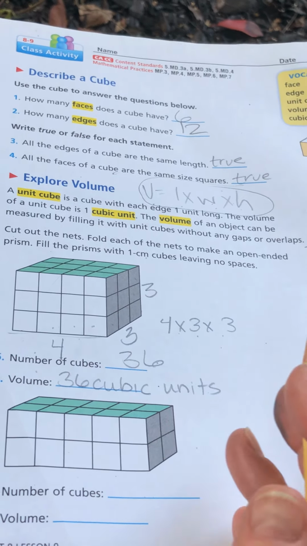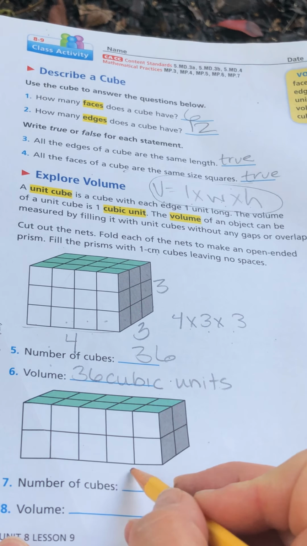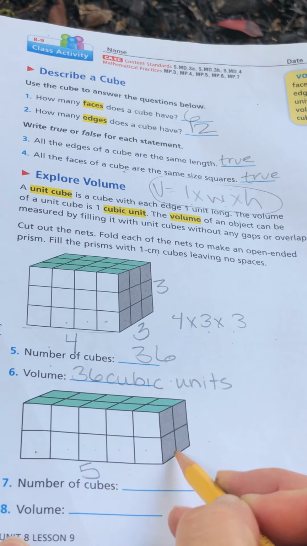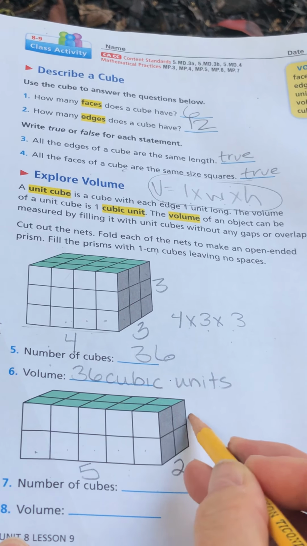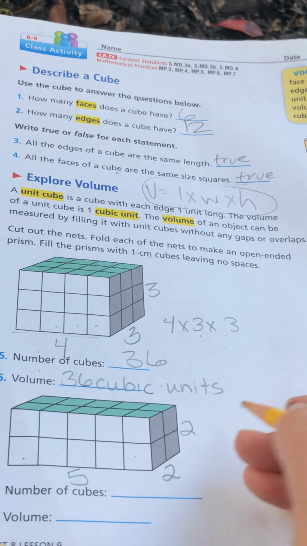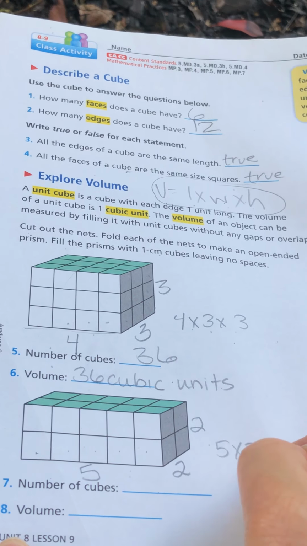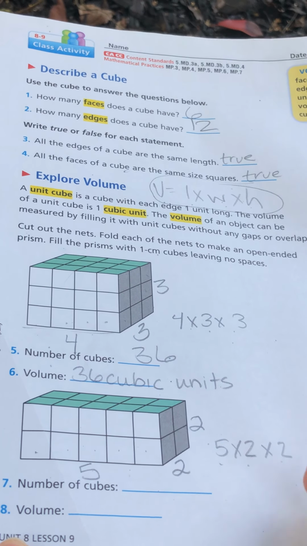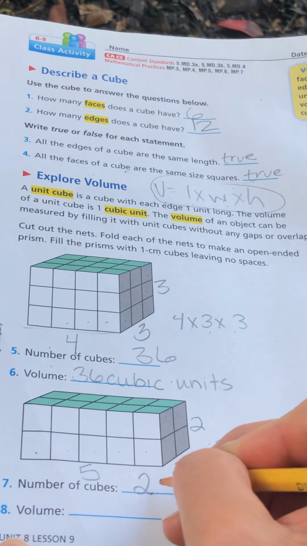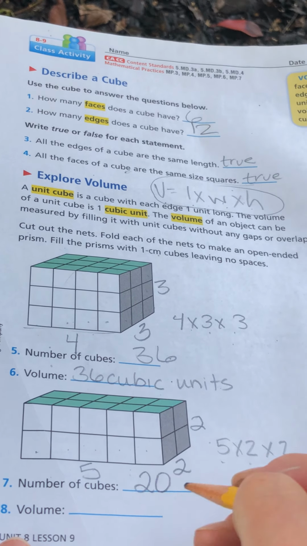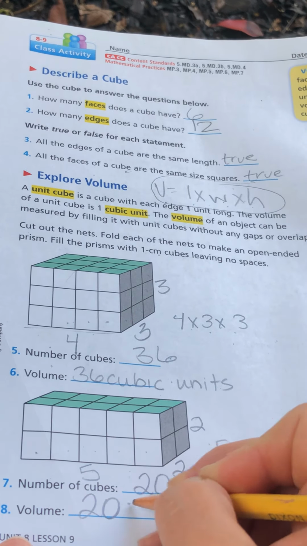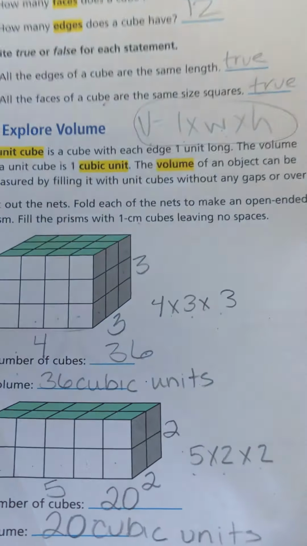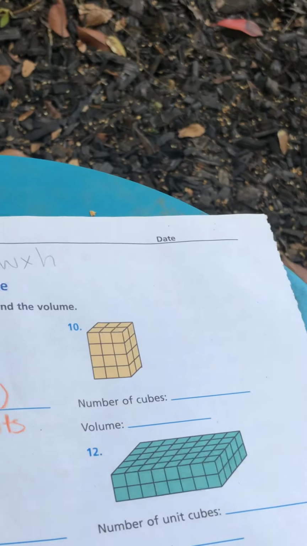Okay, same thing here. What is the number of cubic units? So it's asking for 1, 2, 3, 4, 5, and then your width is 2, and your height is 2 because it's two high. So it's 5 times 2 times 2. So it's 5 times 2, 10. 10 times 2 is 20. And then to write the volume, you write 20 cubic units.